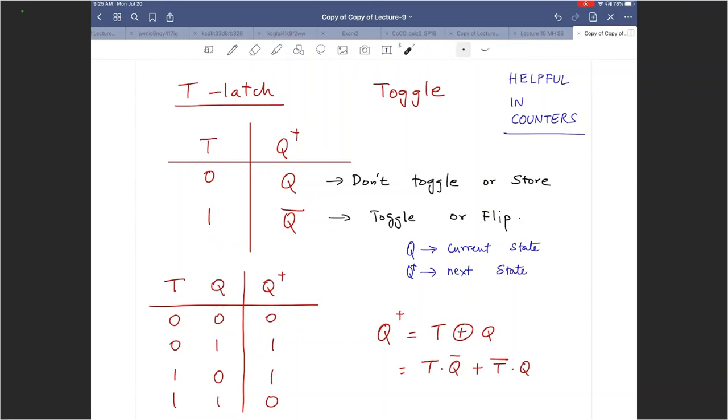So current state could be a 0, could be a 1, right? Or current state could be a 0, could be a 1, when you have T 0 and T 1. So when T is 0, don't toggle. So 0 continues to be a 0, 1 continues to be a 1. The next two rows, you have T as 1, which means you're asking it to toggle. 0 becomes a 1, 1 becomes a 0. So based on this, you can write an equation. This is the characteristic equation of T.